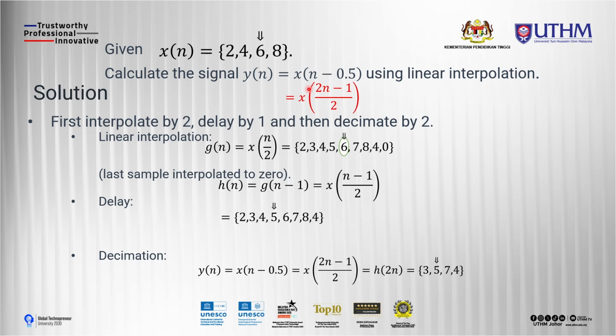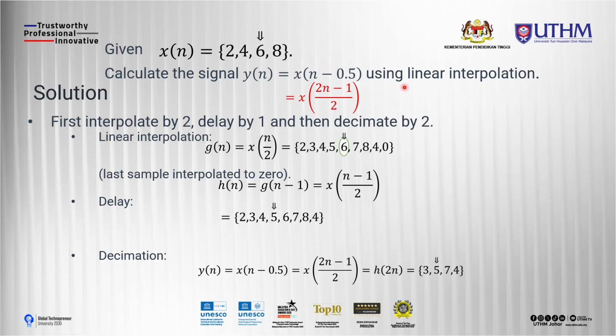If we want to change to a numerator and denominator, we need to change in this format. If we cancel out, this remains (n - 1)/2. So we change to this format first. Then remember the 3 steps have to follow the sequence, which is interpolate by 2, delay by 1, then decimate by 2. Now let's look at the linear interpolation.